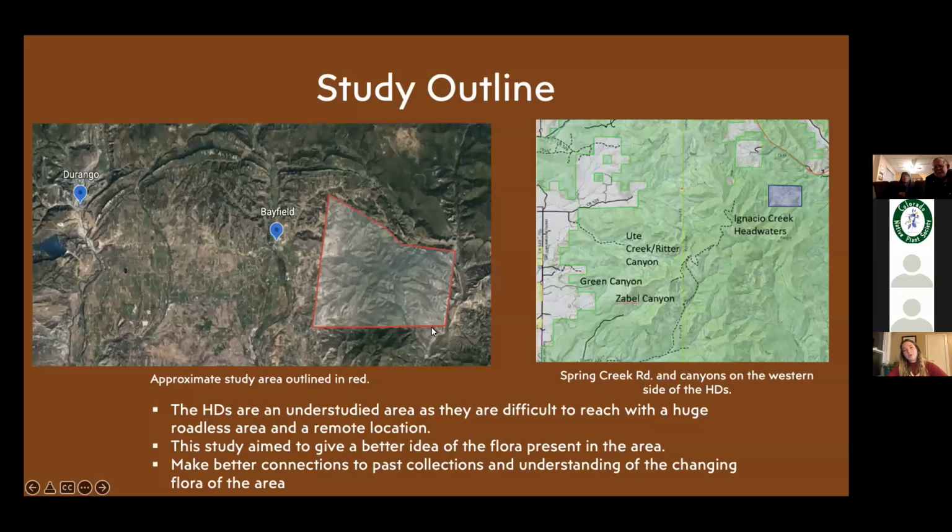To start out with what my study outline was and where we were, here's a little bit of a map on the left for you guys. That red outline is the bounding box area of the HD Mountains, the study area that we collected in and that the rest of the BioBlitz survey was being undertaken in. It's a pretty understudied area, which is another reason it's of interest. Like I said, there's a huge roadless area, and it's very remote and hard to get to, so we don't know what's in all the little canyons on the sides.